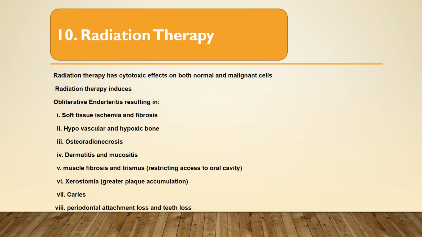Nowadays you can see that some of the jewelries that are being used can also cause injury to the periodontium. Then coming to radiation therapy, as you all know, this has cytotoxic effects on both normal and malignant cells. So this induces obliterative endarteritis, resulting in soft tissue ischemia, fibrosis, hypovascular and hypoxic bone, osteoradionecrosis, dermatitis and mucositis, and can cause muscle fibrosis or trismus, xerostomia, caries, periodontal attachment loss, and teeth loss. So these are some of the effects that can be caused by radiation therapy. Out of that, one of the factors is periodontal attachment loss.